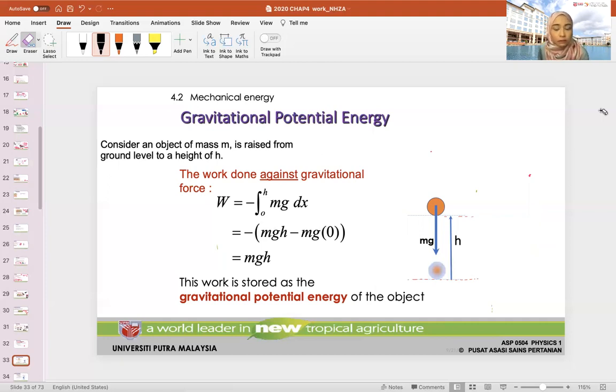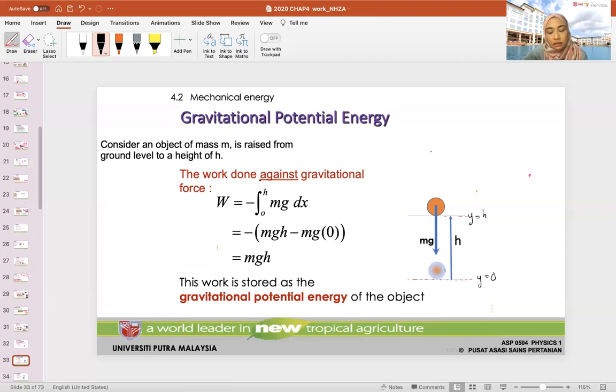Okay, so let's continue. So gravitational potential energy. Consider an object of mass m. Okay, bola ni lah. So we are talking about this ball. Let me use a black color. We're talking about this ball is raised from ground level. Okay, boleh dekat sini. This is ground level, h y equals to 0. And then it is raised to a height of h. Okay, so basically dia naik by a displacement of h, right?